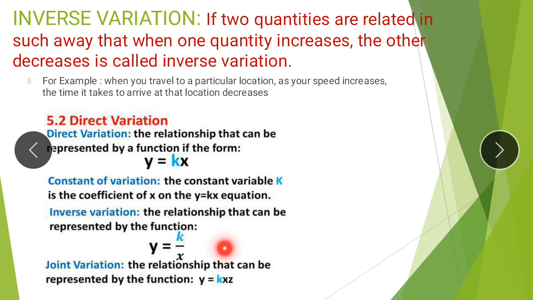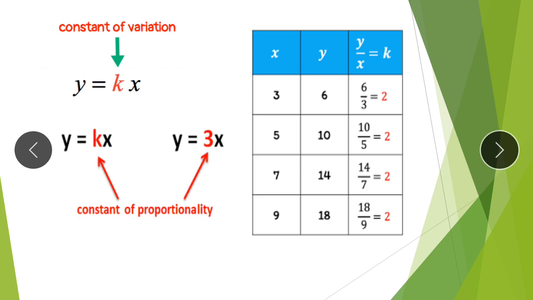In inverse variation, we can show the relationship between two quantities in this form: y is equal to k divided by x. Let's go with further explanation of the constant of variation. Here k is the constant of variation.